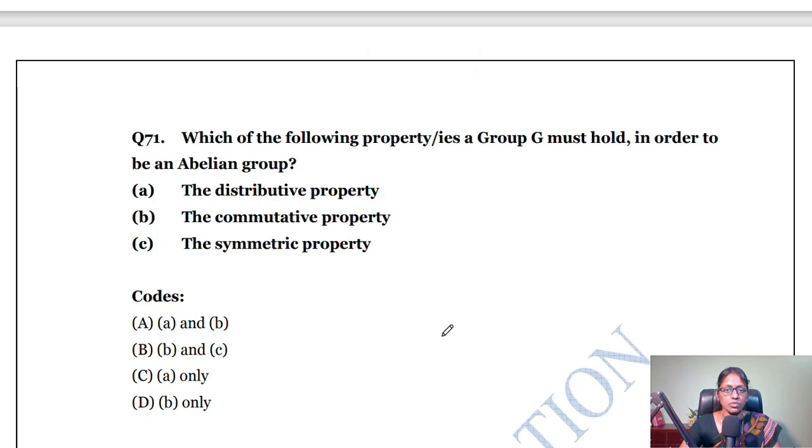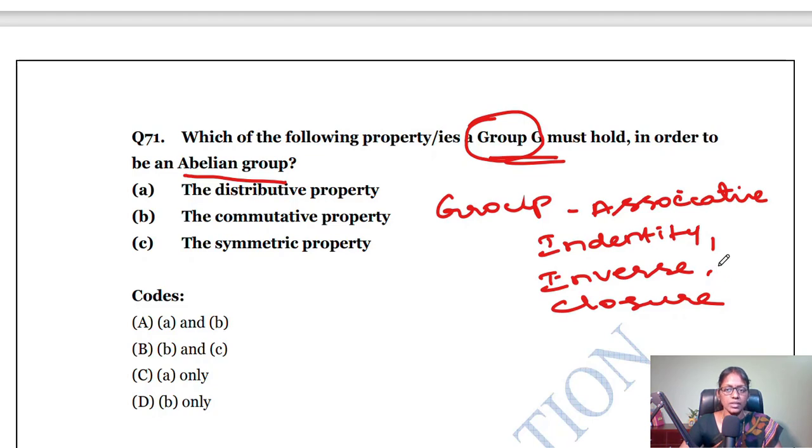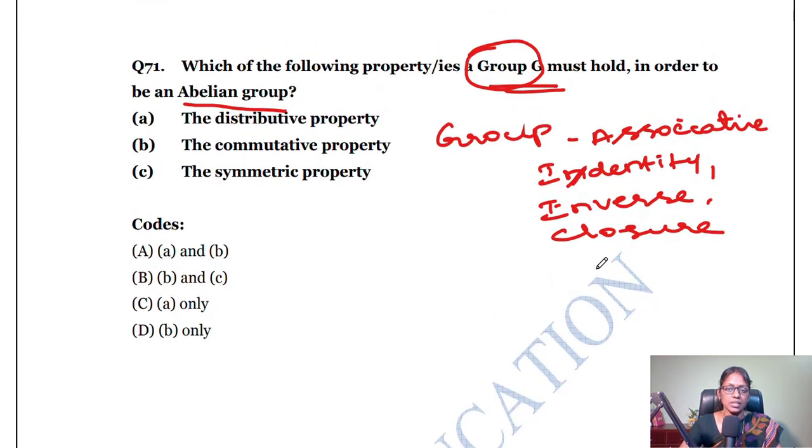And the next question, which of the following properties must group G hold in order to be an abelian group? Okay, group G. Group itself, which is already told: semigroup, group, monoid. In the group itself, you have all the qualities. What are the group qualities? It consists of associative, identity, inverse and closure properties, then only it will be a group.